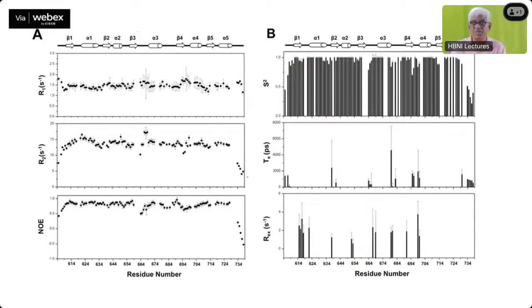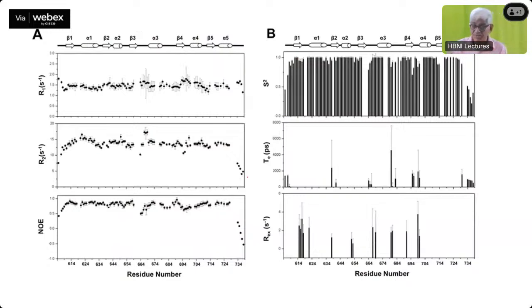So this determines the various kinds of model-free models. Model 1, model 2, model 3, model 4, model 5, like that. What model 1 means, first you will vary only the S square, whether you can fit the data properly or not. If you cannot fit the data with S square variation alone, then you use tau e. And if you cannot fit that, then you use R exchange. So you can make combinations of all of these. S square tau e variation, S square R exchange variation, or tau e R exchange variation. You can make these variations, and then you see which residues have which contributions.